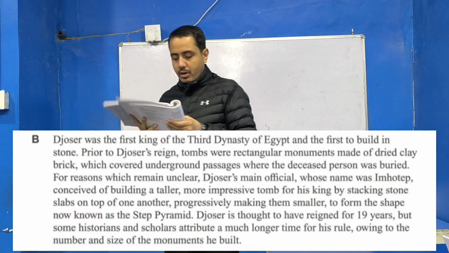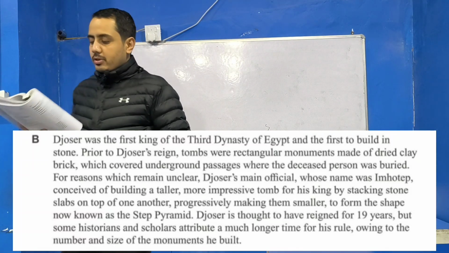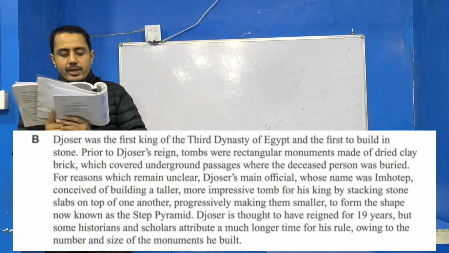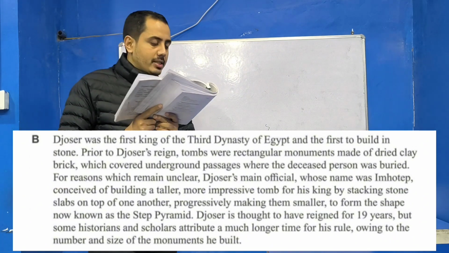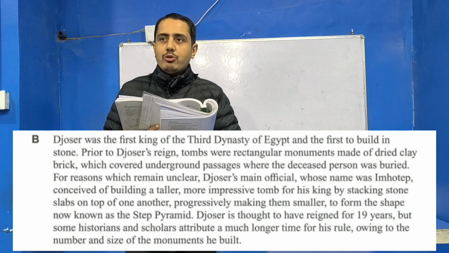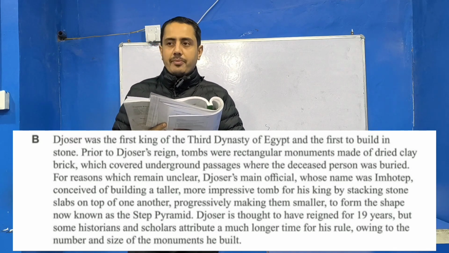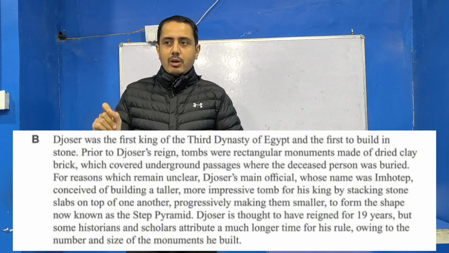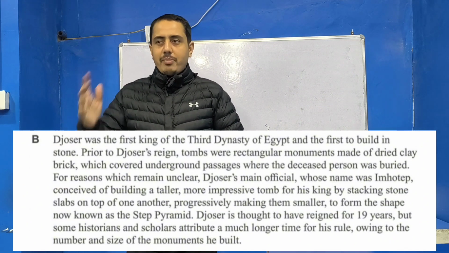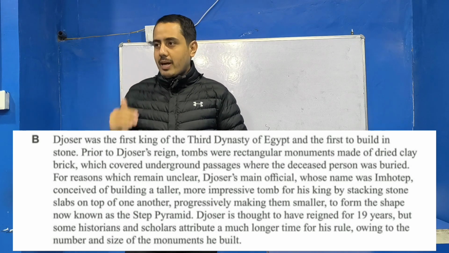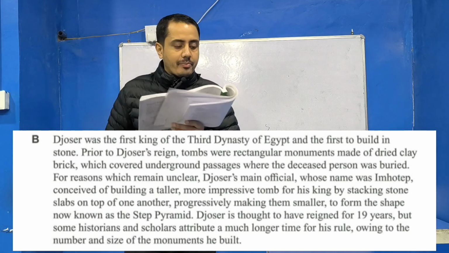Okay, let's go to paragraph B now. So who was this Djoser? Djoser was the first king of the third dynasty of Egypt and the first to build in stone. So think about it. Why do pyramids still stand today? If pyramids were built of wood, then the wood would have decayed and the building would not have remained. But since they were made of stone, stone survived. So till now we have the pyramid.